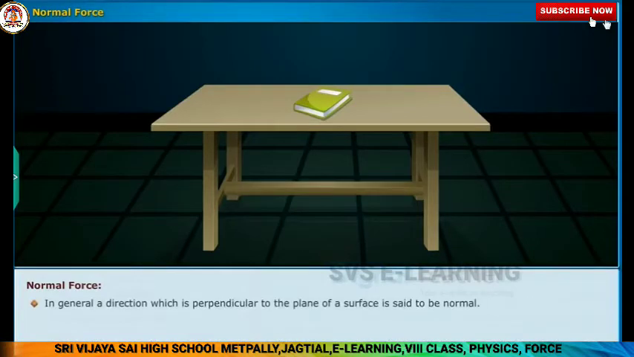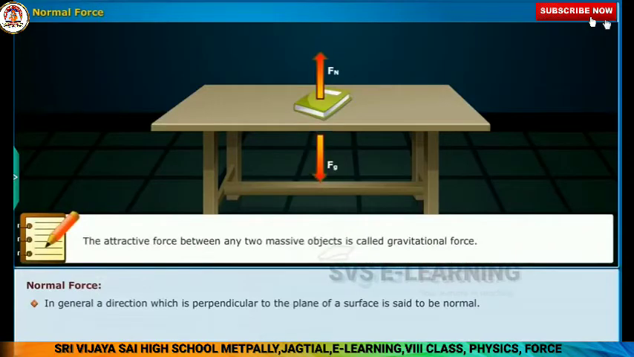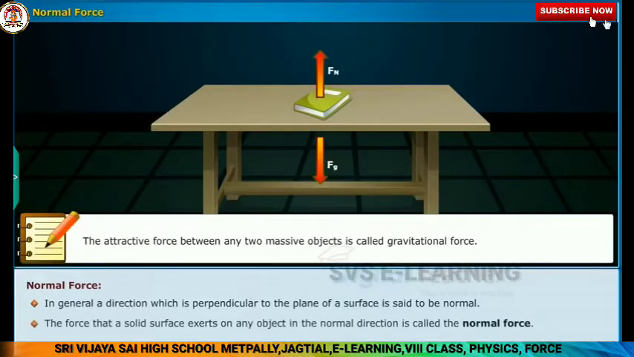In general, a direction which is perpendicular to the plane of a surface is said to be normal. Note: the attractive force between any two massive objects is called gravitational force. The force that a solid surface exerts on any object in the normal direction is called the normal force.